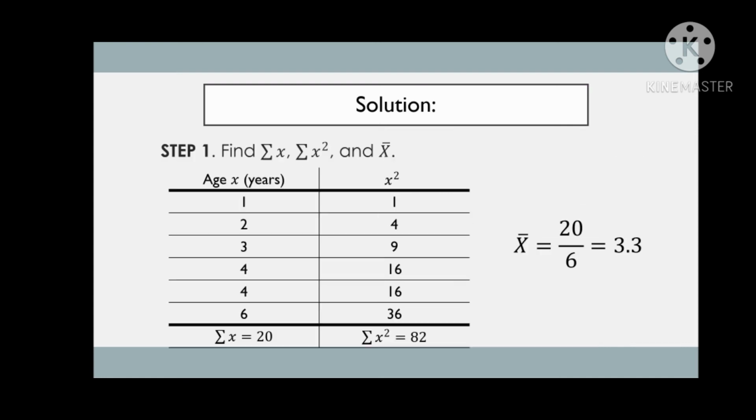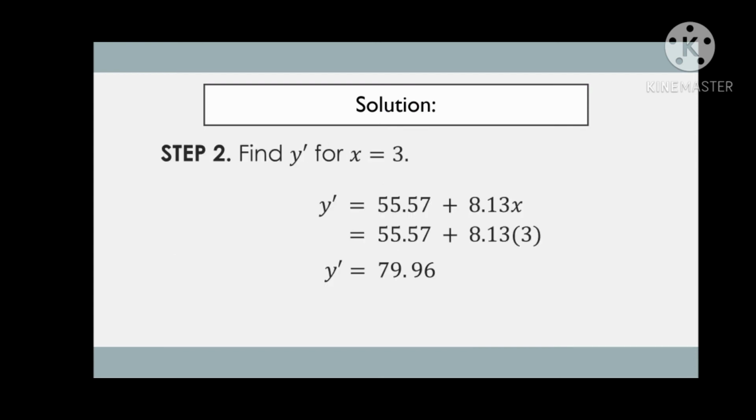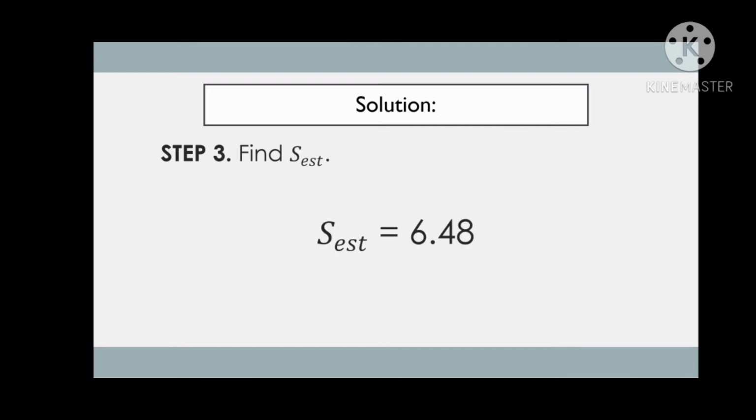Step 1. Find the summation of x, the summation of x squared, and the mean. The summation of x is equal to 20. The summation of x squared is equal to 82. For the mean, we have 20 divided by 6, which is equal to 3.3. For step 2, find the y prime for x equals 3. We got this earlier, $79.96. Step 3, find the standard error of the estimate. Our standard error of the estimate is 6.48.